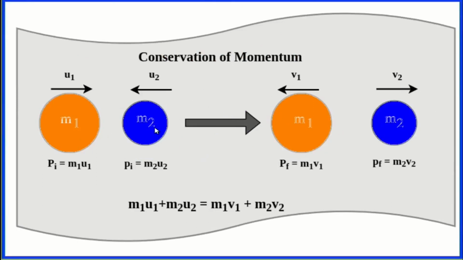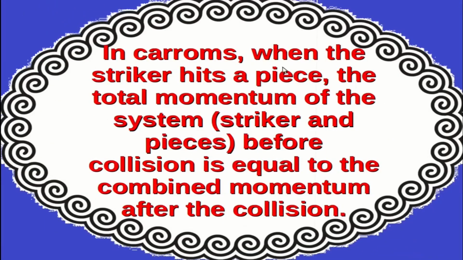So we have two masses colliding with each other, m1 and m2. Their momenta are m1 u1 and m2 u2, and after collision their velocities are different now. So the new momenta are m1 v1 and m2 v2. So the total momentum before collision, m1 u1 plus m2 u2, should be equal to m1 v1 plus m2 v2. So that is the law of conservation of momentum. In Carroms, when the striker hits a piece, the total momentum of the system, that means the striker and the piece, before collision should be equal to the combined momentum after the collision.